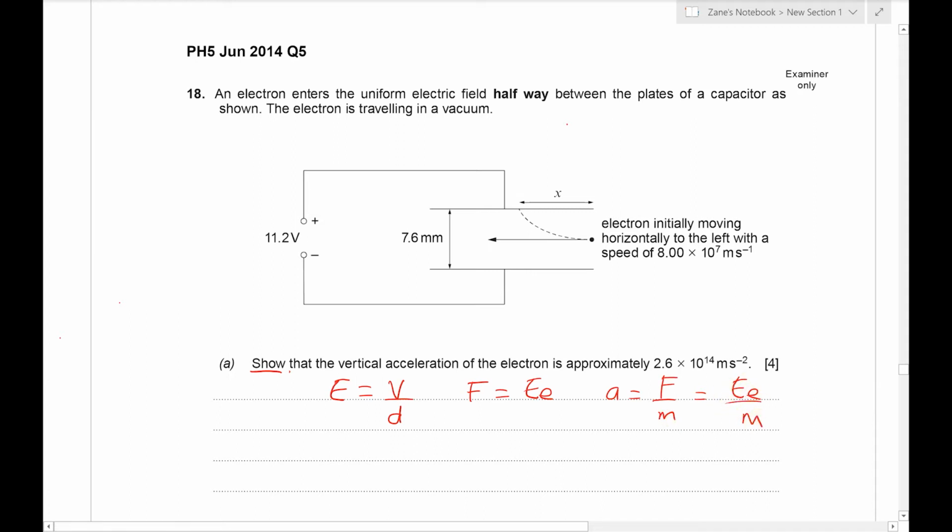So altogether, we have this for the calculation, where E, as we did at the start, was V over d. Now we can put in the figures. V is 11.2 volts, the electron charge 1.6 times 10 to the minus 19 coulombs, the separation of the plates 7.6 millimeters, turn the millimeters to meters, and the mass of the electron 9.11 times 10 to the minus 31 kilograms. When we put those figures into a calculator, we end up with 2.59 times 10 to the 14, which is very close to the 2.6 that we had to show.